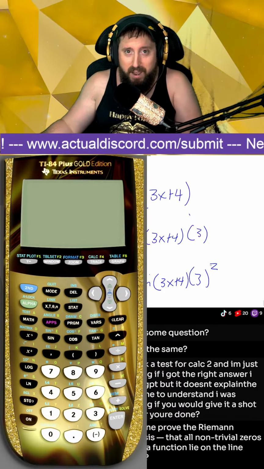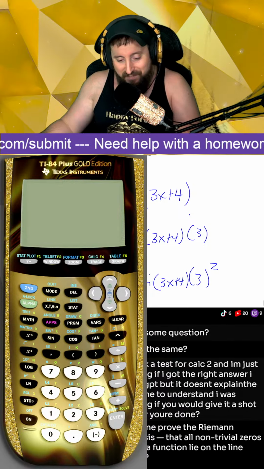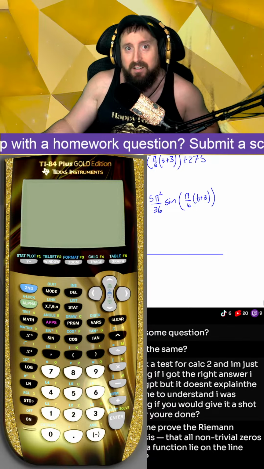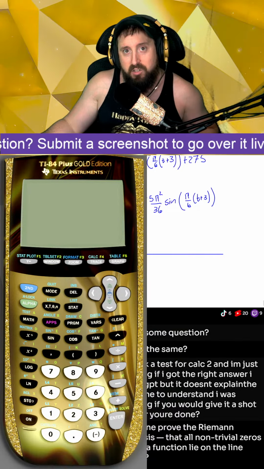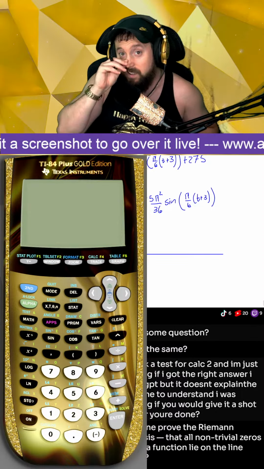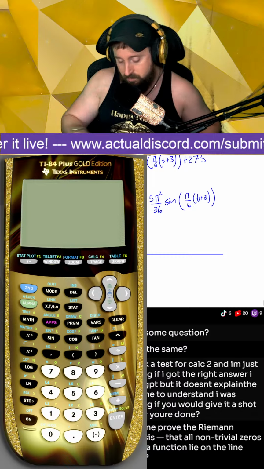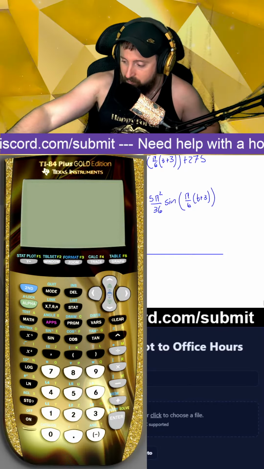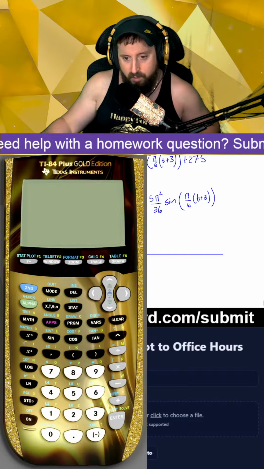Can anyone prove the Riemann hypothesis that all non-trivial zeros of the zeta function lie on the line? I feel like I've heard this. Is this like copy pasta, dude? This is great meme sauce. Zen Daddy says, I just took a test for Calc 2 and I'm just wondering if I got the right answer. I asked ChatGPT, but it doesn't explain the best for me. No, totally. So Zen Daddy, if you want to submit your Calc 2 question, can you put the screenshot in there, please? There's a website. It's a very easy website for you to submit questions.